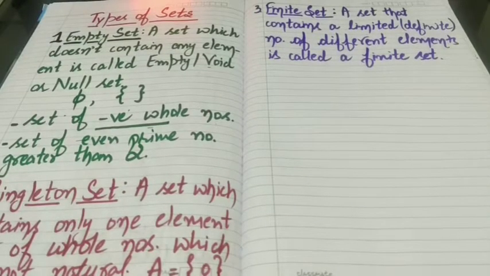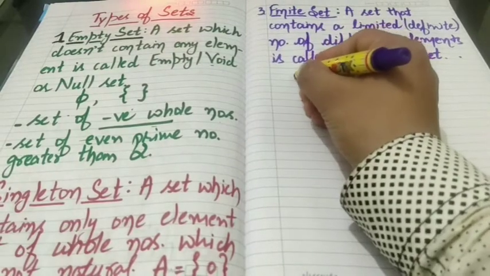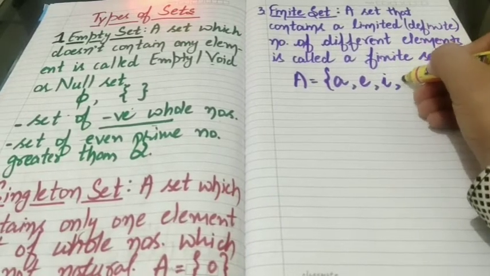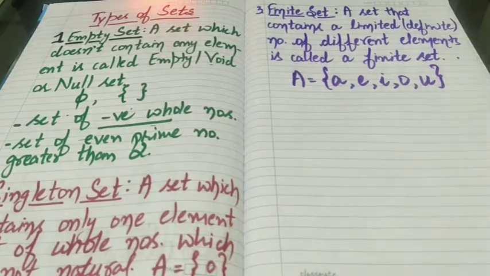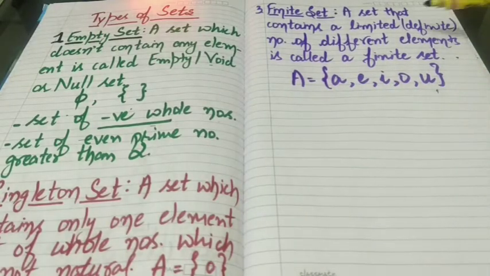Now next we have finite set. A set that contains a limited or definite number of different elements is called a finite set. Well students, a finite set is that set which contains a particular number of elements, means which contains a definite number of different elements. For example, a set of vowels of English alphabets. We know that there are only 5 vowels and that set will contain the elements A, E, I, O and U. Since the set of vowels in English alphabets contains only 5 elements, means it contains a limited or definite number of different elements. So this is the example of a finite set.